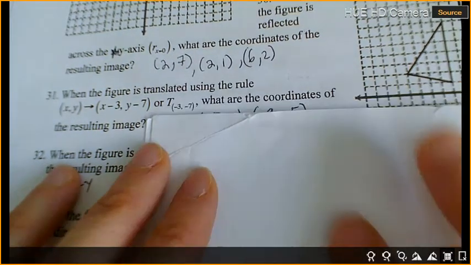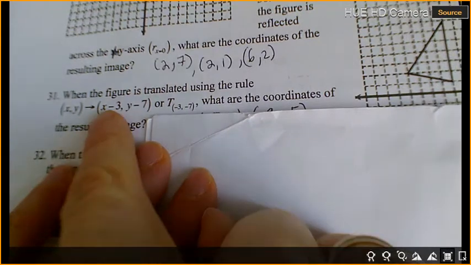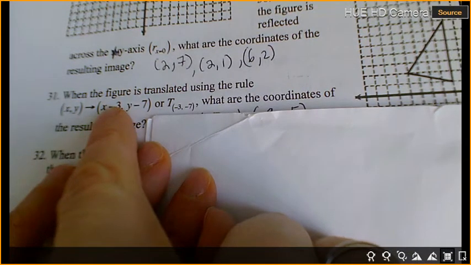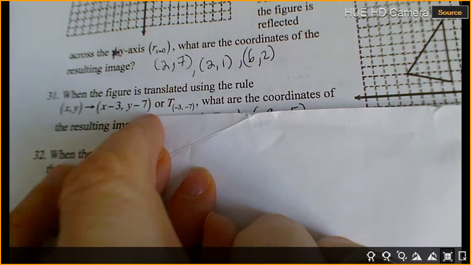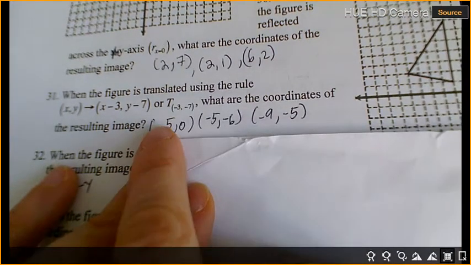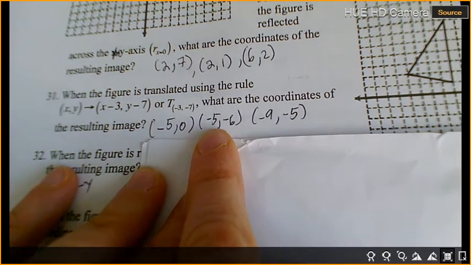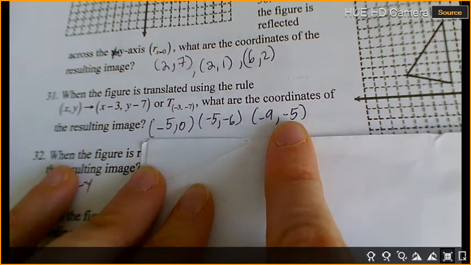Number 31. We're translating 3 units to the left, 7 units down. So we're literally each point the x value we're subtracting 3 from, and the y value we're subtracting 7 from. Okay? So we get negative 5, 10, negative 5, 0. I don't know where 10 came from. Sorry, guys. Negative 5, 0. Negative 5, negative 6. Negative 9, negative 5.